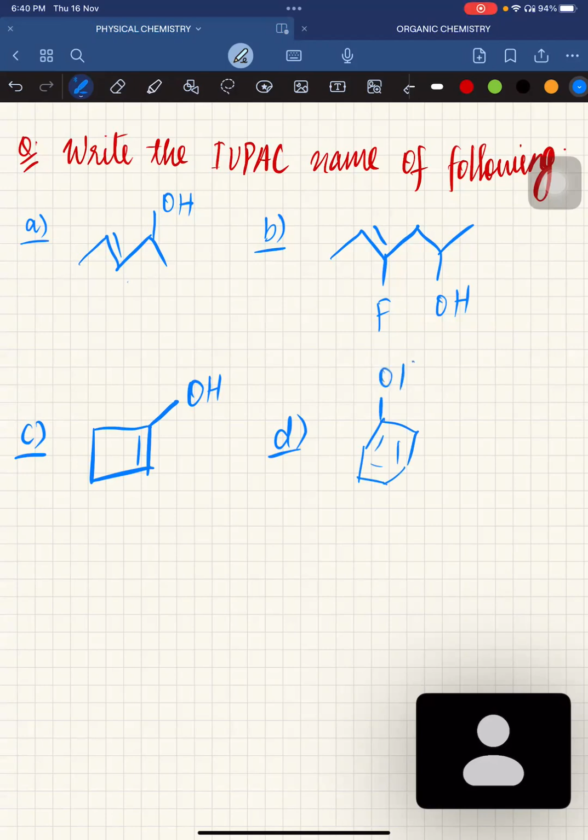Okay, in this chapter, one more thing is important. You need to go through the common names as well, like catechol and all. That is very important.